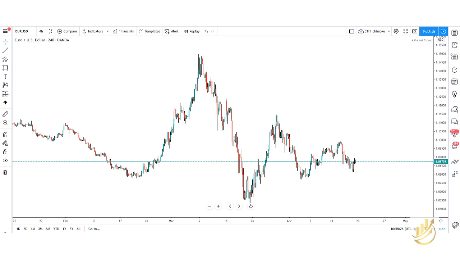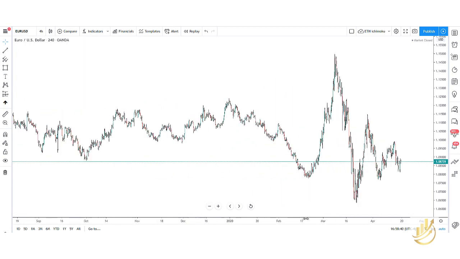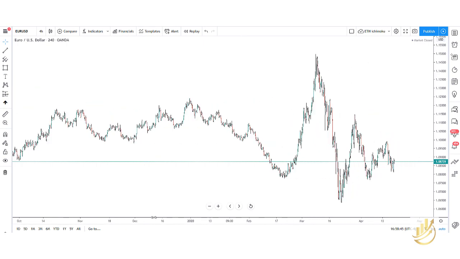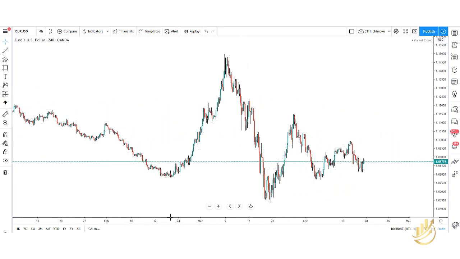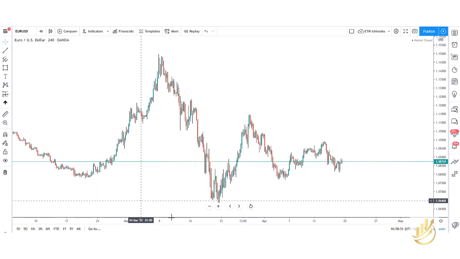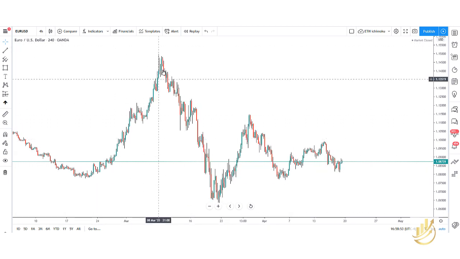So let's get started with Euro USD. This is a fresh chart. I have not analyzed it yet, so let's see what we have got. This is a 4-hour chart that I'm analyzing. Okay, so this is the March high.